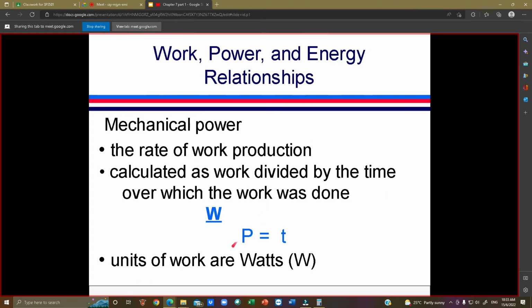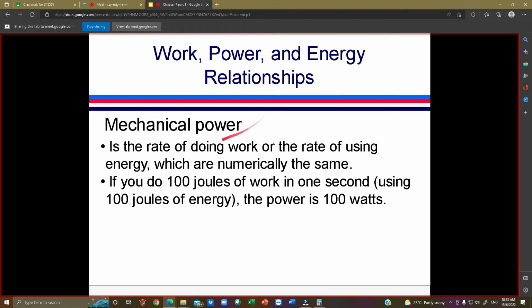It can be in terms of watts, it can be in terms of joules per second. Mana-mana boleh pakai. Okay, this one is mechanical power. So, it can be defined as the rate of doing work or the rate of using energy, which are numerically the same. Tengok ni, using energy. Jadi, the rate of using energy is power. Jadi, energy, work kat belakang. Lepas ni kita tengok energy pula. Okay, how we define energy.